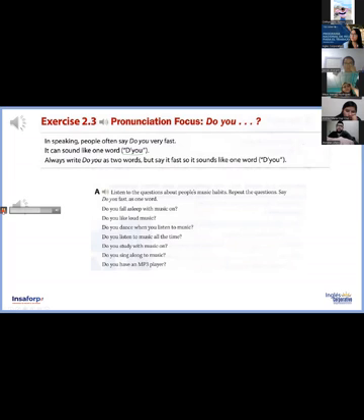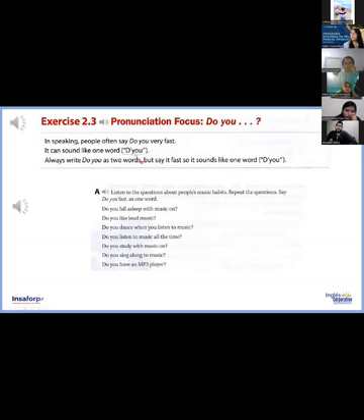Do you study with music on? Do you fall asleep with music on? Do you like loud music? Do you dance when you listen to music? Do you listen to music all the time? Do you study with music on? Do you sing along to music? Do you have an MP3 player?